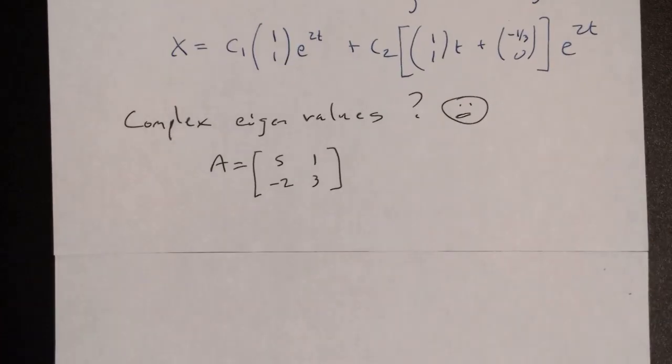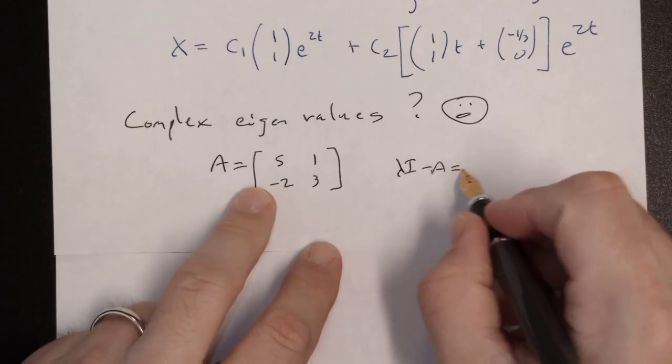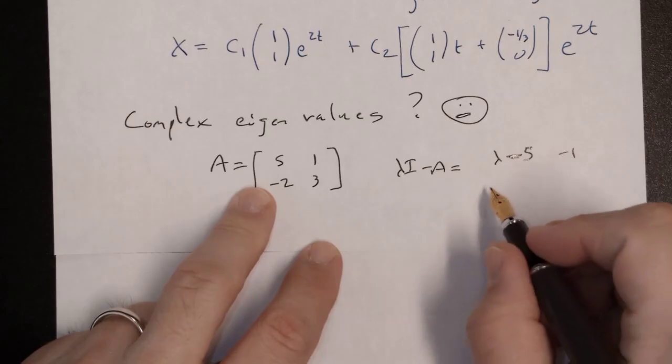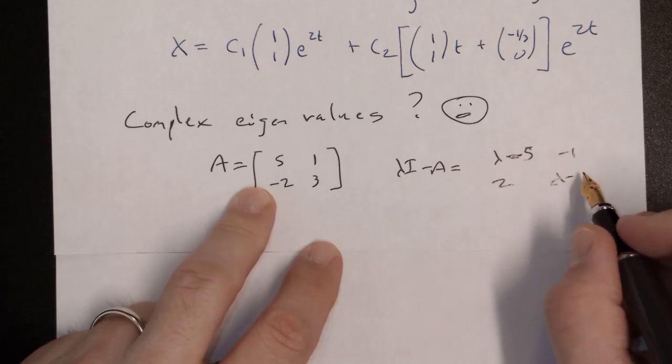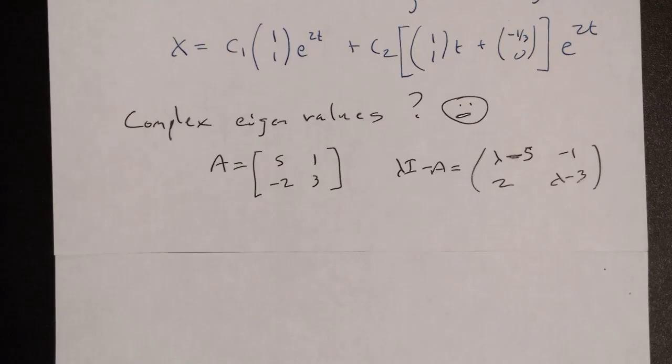Just for the record, this time I'm going to do it backwards. Instead of doing A minus lambda, I'm going to do lambda minus A. Lambda I minus A is lambda minus 5, minus 1, positive 2, lambda minus 3. The reason I did that is because now the lambdas are positive. But be careful, you have to remember to change the signs on all of the non-diagonal terms.